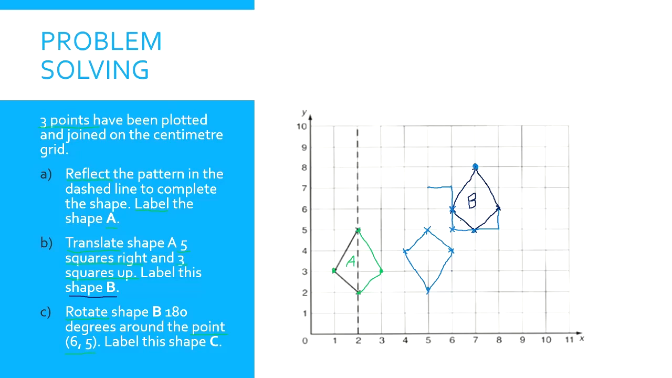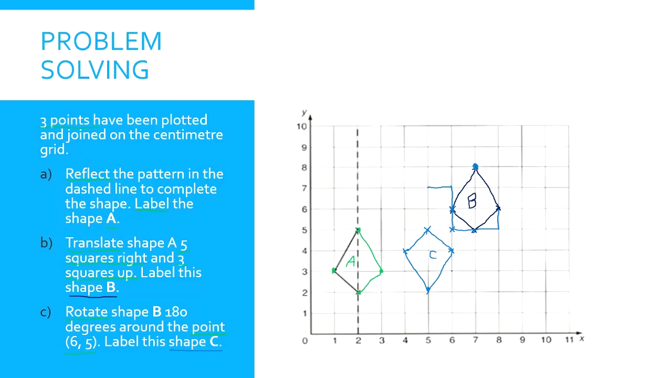Now looking at it, I can see that I've got exactly the same kite shape with the exact same dimensions between all of the different points, which means that I must have rotated it correctly, because I know when rotating that the look of the shape doesn't change in any way. I'm now going to do my final instruction and label this shape C.